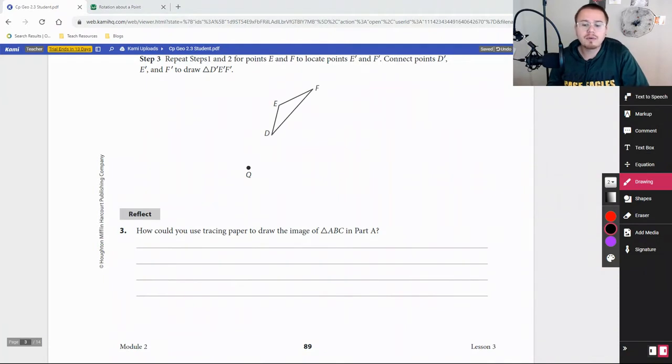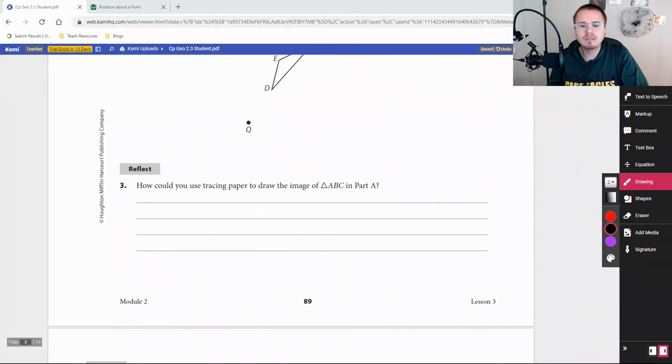Tracing paper. So this comes up. We don't really use it, but how could you use it? Well, you can use it to check your construction. That's what we call it when we create these. You can trace the figure, place a pencil on P, and rotate the paper for the angle of rotation.